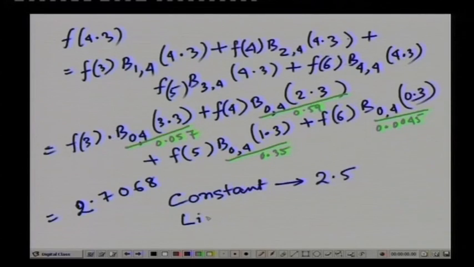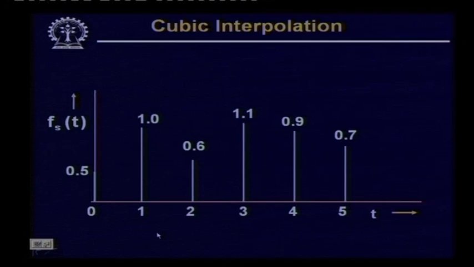Whereas, if I go for linear interpolation, again you can compute this using the linear equations that we have described, the value of f 4.3 will be equal to 2.65. So, you find that there is a slight difference in the interpolated value whenever we go for constant interpolation, or linear interpolation, or cubic interpolation. So, using this type of formulation, we can go for interpolation of one dimensional sampled functions.